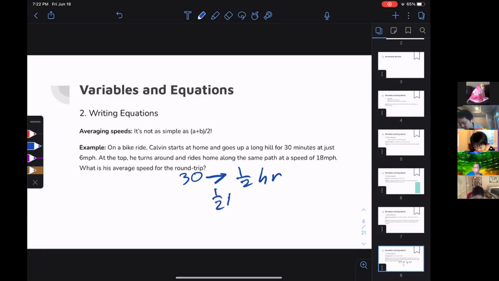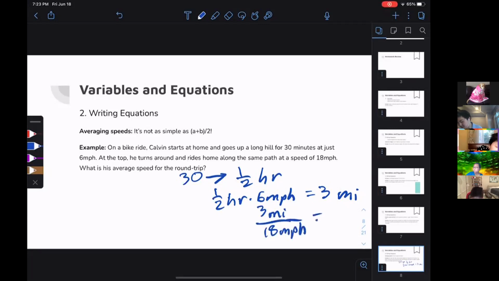So half an hour times 6 miles per hour is equal to 3 miles. And then she rides down those 3 miles at a speed of 18 miles per hour. So basically for this it's just d equals rt on the separate branches of the journey. At the speed of 18 miles per hour, 3 miles over 18 mph is equal to 1/10 of an hour, which is equal to 6 minutes. Sorry.